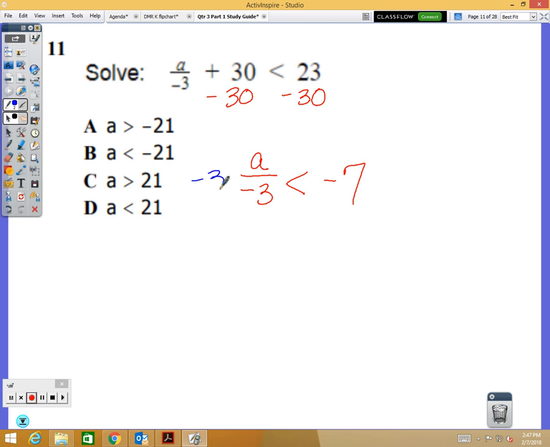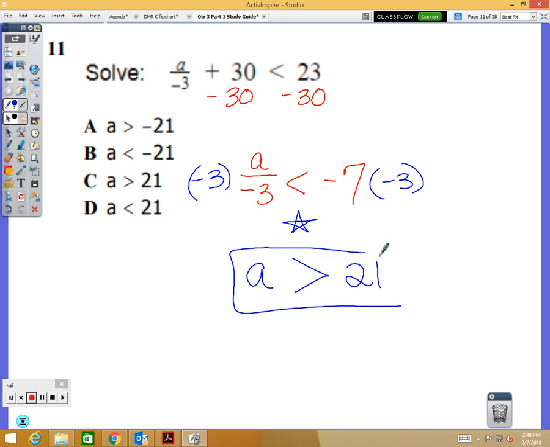Times by -3. Now, because we're multiplying by a negative, what happens? You switch the inequality sign. It makes that alligator angry when you multiply or divide by a negative. So it's going to give you A is greater than, negative times negative would give you a positive 21. So looking over here, A is greater than 21 is C. Some people forgot to switch their inequality symbol around.